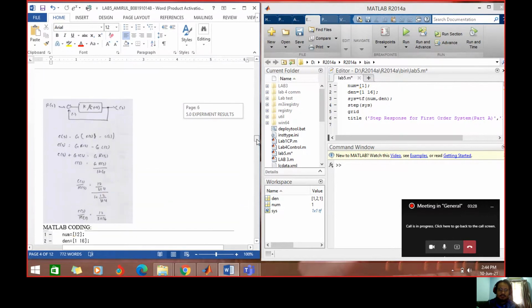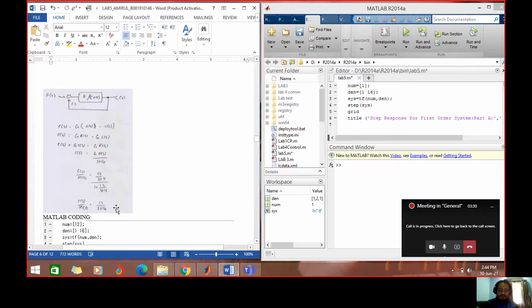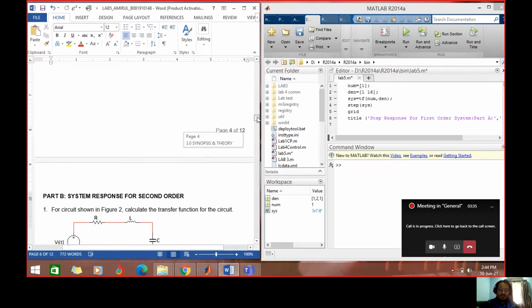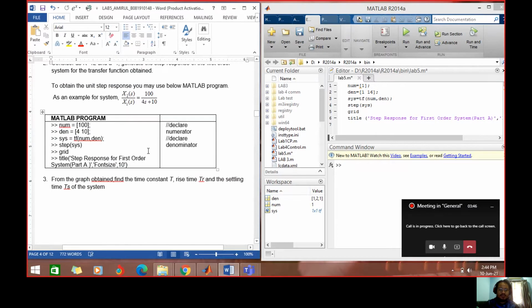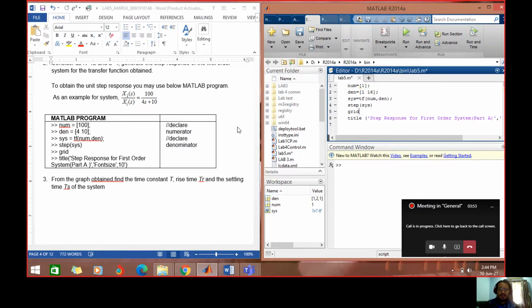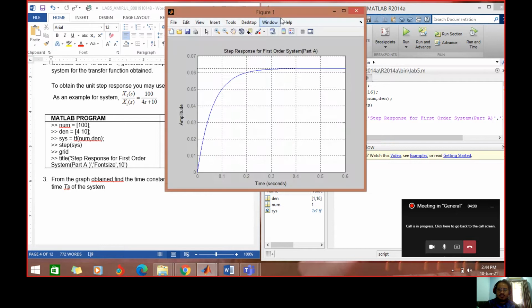I get the answer is 12 over s plus 16. To get the transfer function, we need to enter the value of k and a. And then we use this coding to insert it into MATLAB to get the step response. So this is the coding for part A. If we run, we get this graph.